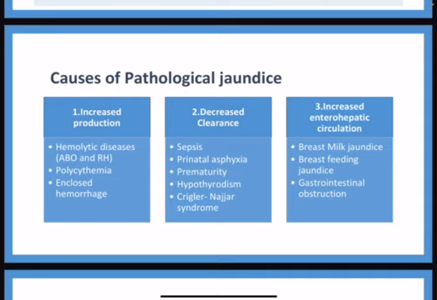Here, commonly, breast milk jaundice is physiological, but sometimes we will discuss that later. In breast milk jaundice, there is a specific enzyme. This enzyme can affect the conjugation process and can cause hyperbilirubinemia.